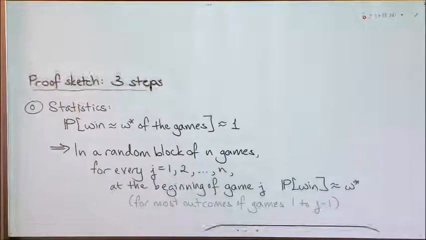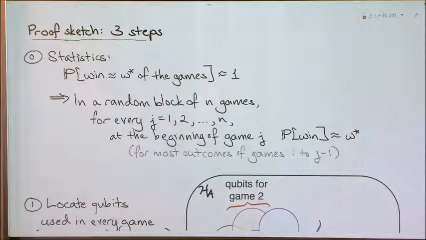All right, so how do we prove this kind of theorem? It really has 4 steps. The first step is a bit of statistics, just classical statistics, martingale kind of things. First of all, we say that if you have a probability close to 1 of winning about 85% of the games, then in a random block of games, it must be the case that you win every single one of those games with probability about 85%.